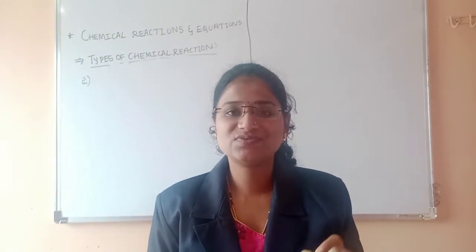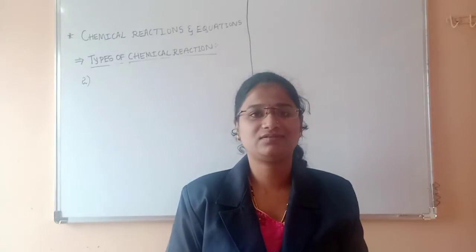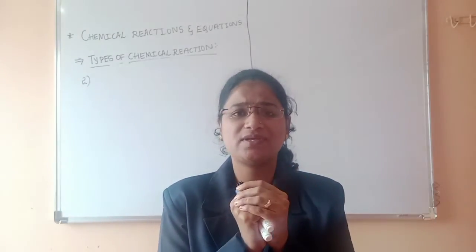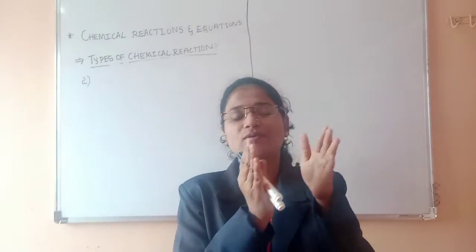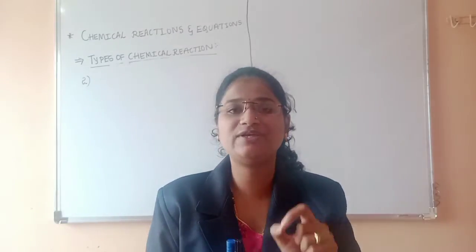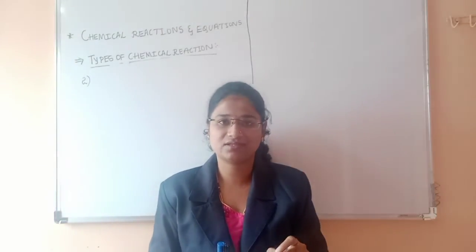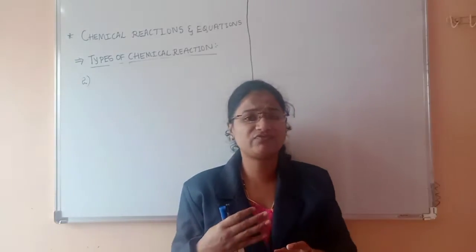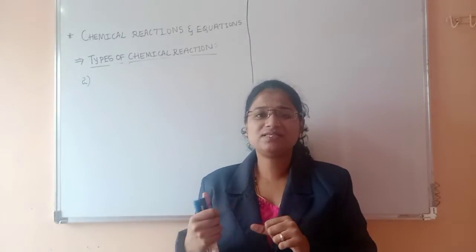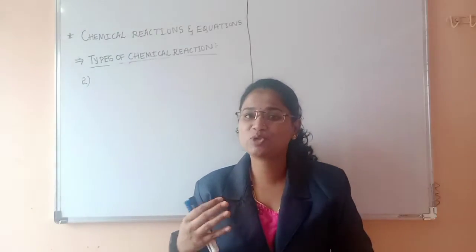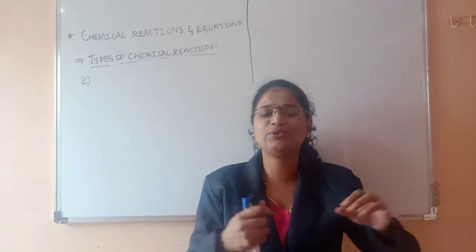So in the last class, we discussed the first type of chemical reaction, which is combination reaction. In a combination reaction, two or more reactants react or combine to give only one single product. That is called combination reaction. We studied 4 or 5 examples. So let me consider the same reaction and let us learn the other two types of reaction which are related to combination reaction.